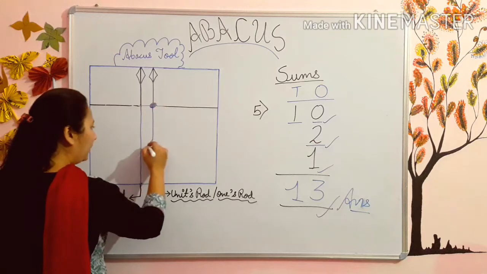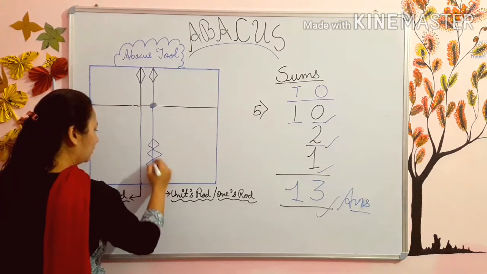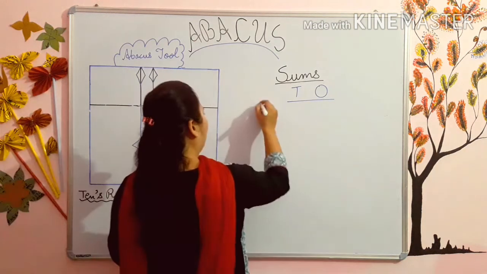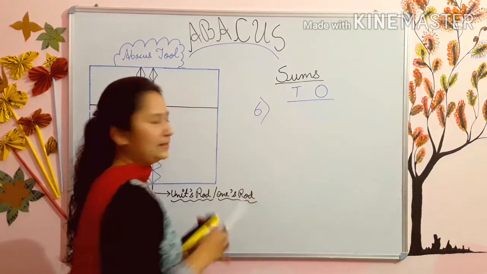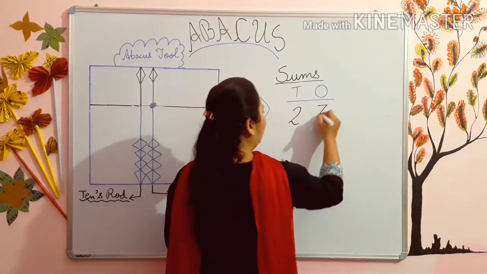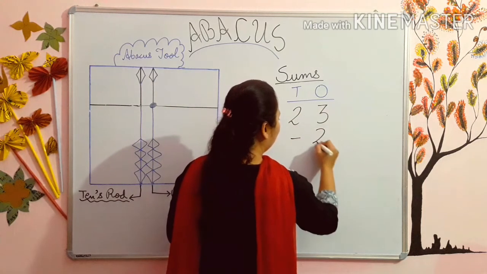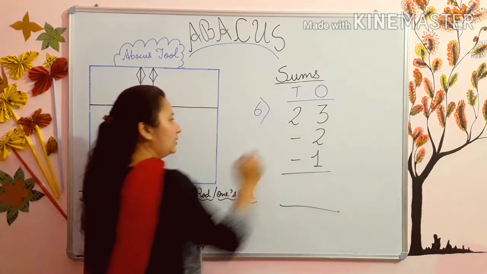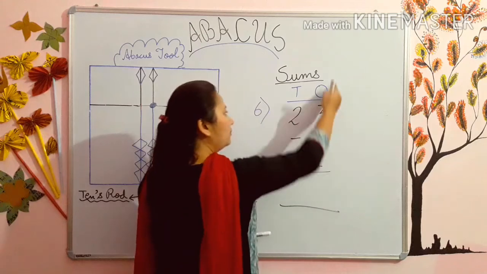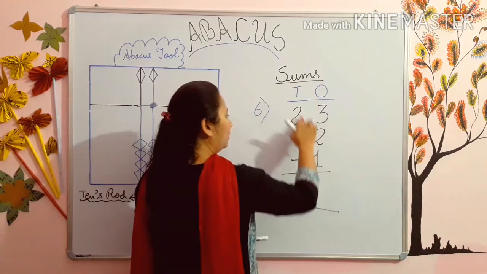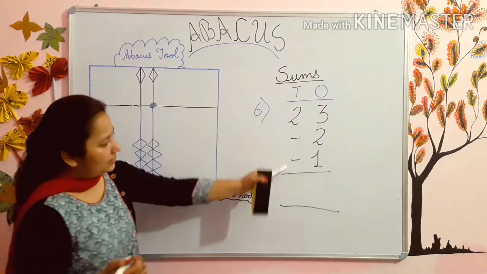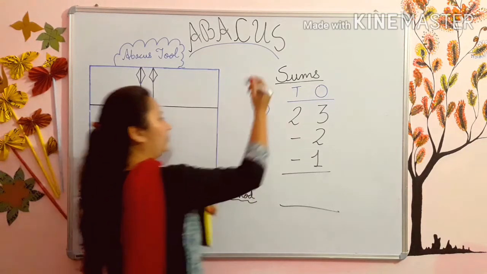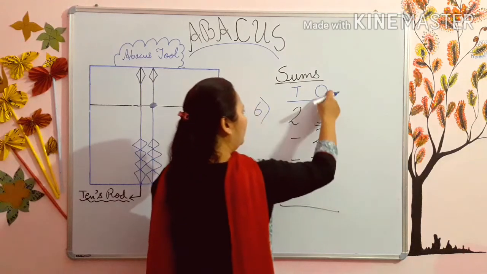Upper beads up and lower beads down. Our sixth sum. 23 minus 2 minus 1. See, 3, 2, 1 is below the ones and 2 is below tens. And then nothing is there. So let's start. First of all, 3 will go in ones rod.